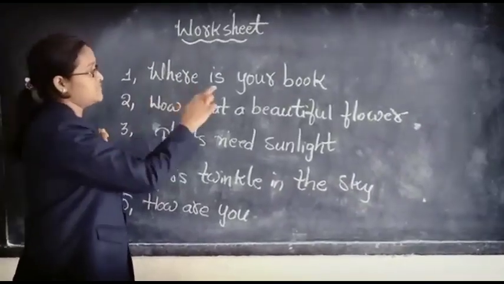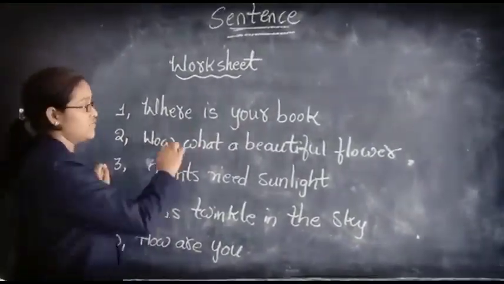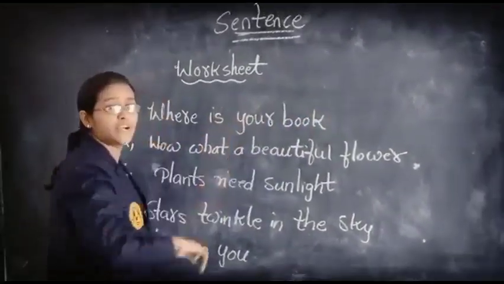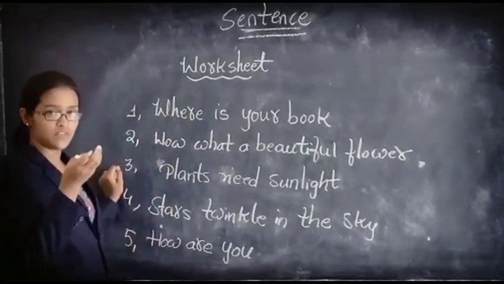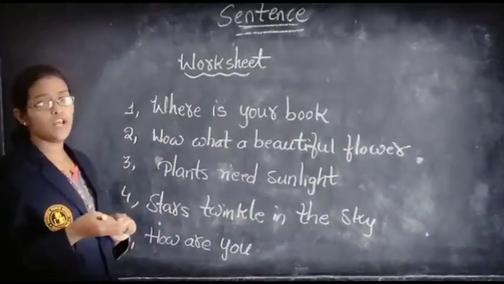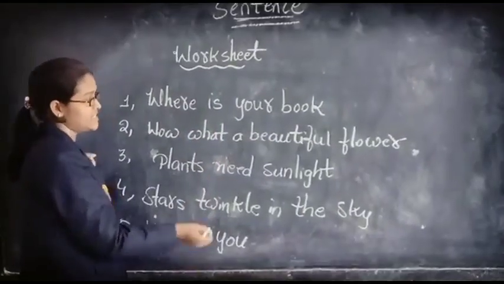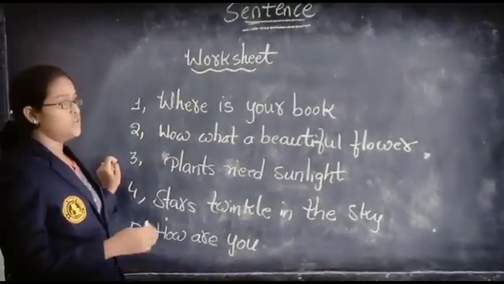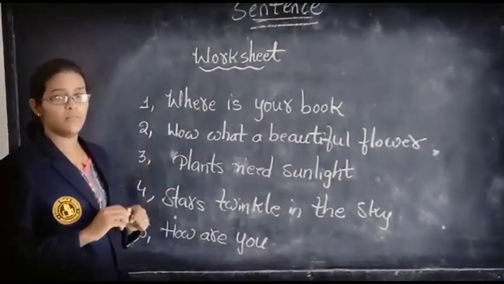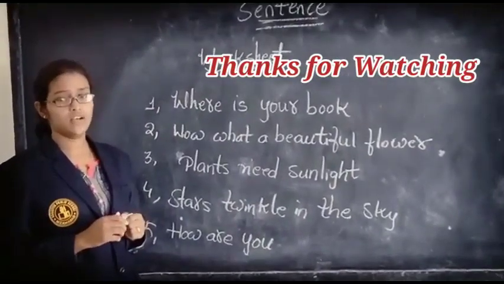For example, what is the first sentence I have written? Where is your book? For this sentence, which type of punctuation mark will come? You have to keep that punctuation mark, either a full stop, a question mark or an exclamation mark. Like that, you read all the sentences, and for each sentence, decide which punctuation mark will come. You have to keep that punctuation mark. I hope you all have understood today's topic. Follow your worksheet.